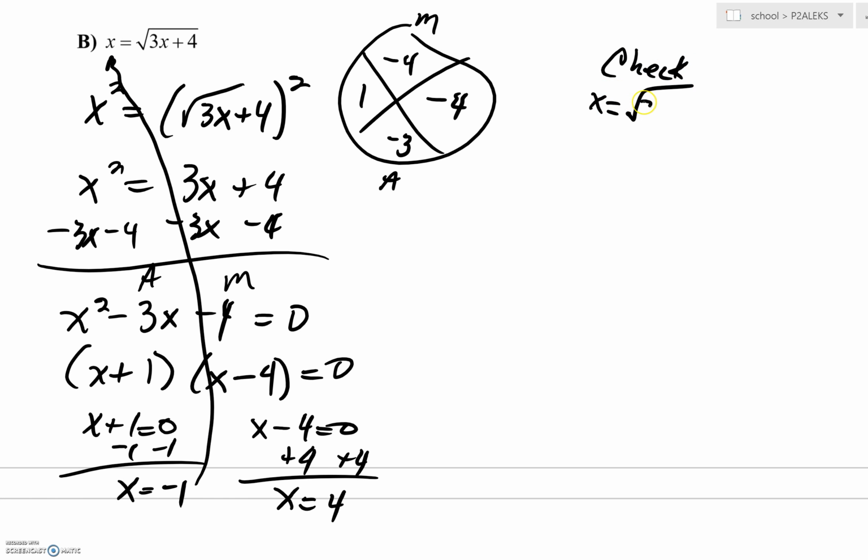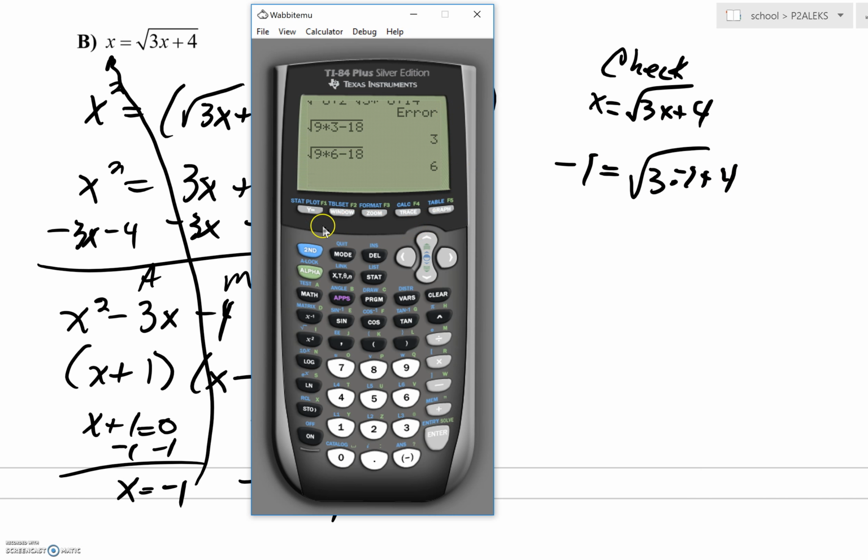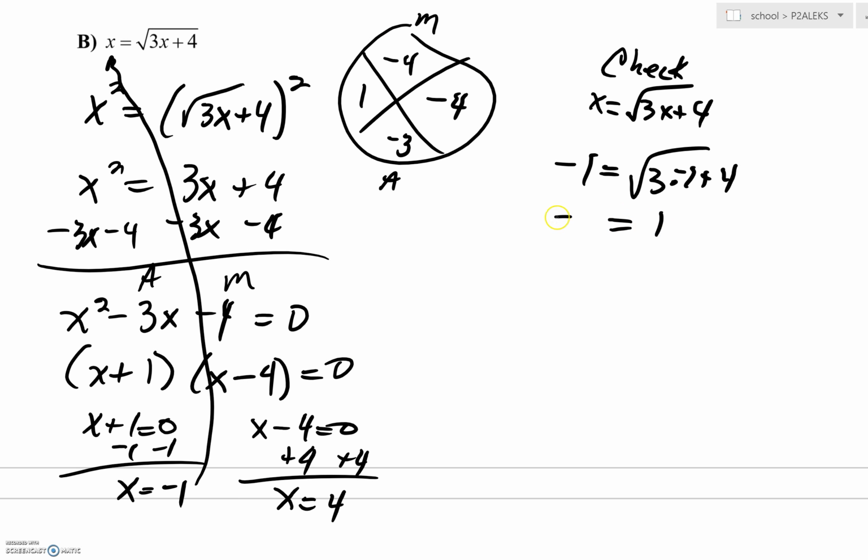You're saying, hey, when I plug in negative 1, will this work? A square root cannot equal something negative. So you're going to see, if we just typed in this square root, 3 times negative 1, and then we add a 4, you're going to see that we're in trouble. That's a positive 1. We get an answer, but it's not equal. It doesn't work. So please be careful. This is one of the biggest mistakes people make. They don't do a check. The negative 1 actually doesn't work.